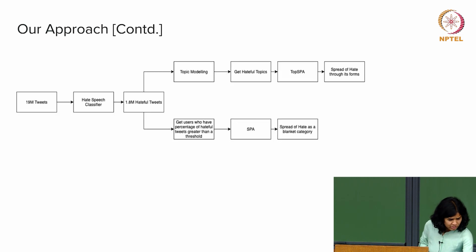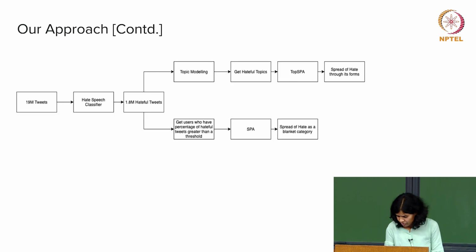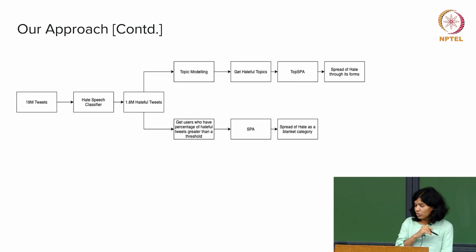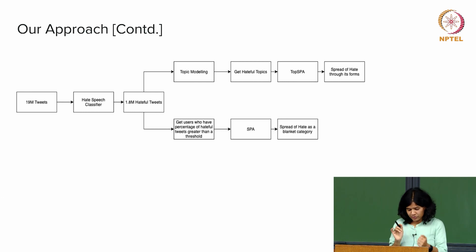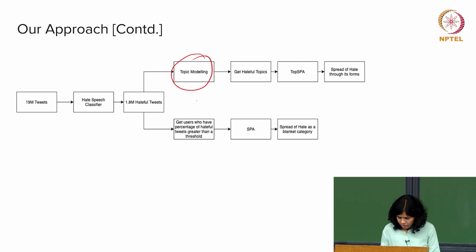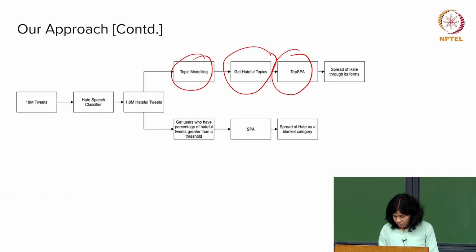Okay. So in this data we basically had a lot of tweets, and we did manual annotation, but here we wanted a bigger set of tweets. So we did some classification, which I will talk about, and then we do the topic modeling. We get the hateful topics, and then we run this SPA process, which we call topical SPA because we are running it per topic, and at the end of the day we get the next set of users which can turn hateful.